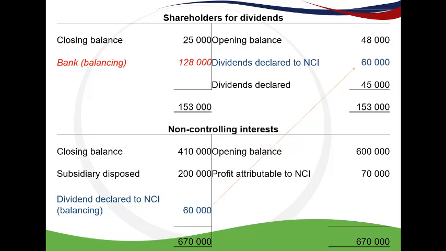The dividends declared by the parent will be reflected in the shareholders for dividends account, and the balancing figure in this account will be the cash dividend paid to shareholders. The balancing figure of 128,000 is what will be transferred to the face of the statement of cash flows as dividends paid.